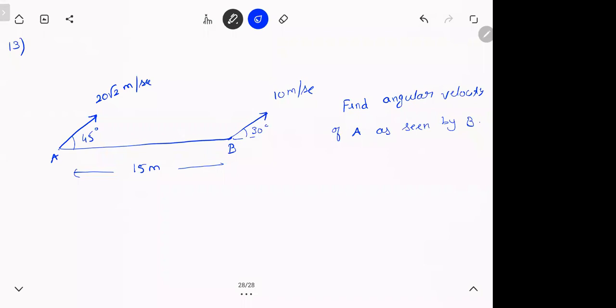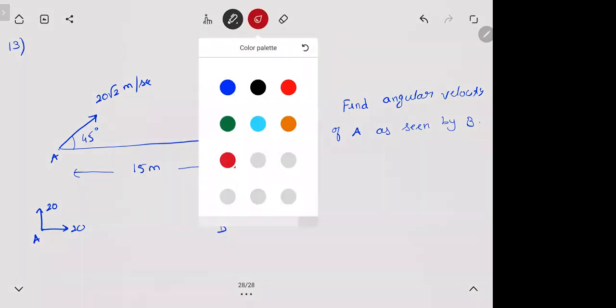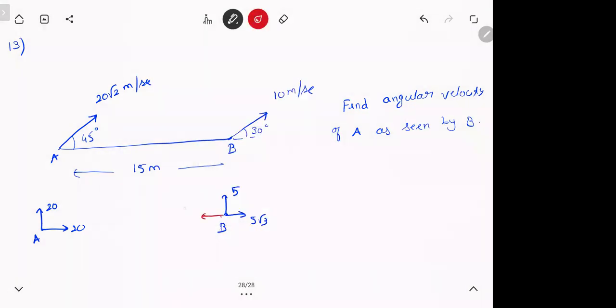Let's see. First thing what you do, stop B. So before that, we have to take components. A's components will be 20, 20. B's components will be 10 sin 30, that is 5, and 10 cos 30, that is 5 root 3. So how do you stop B? Subtract the velocities of B from everyone. 5 root 3, 5, 5 root 3, and 5.